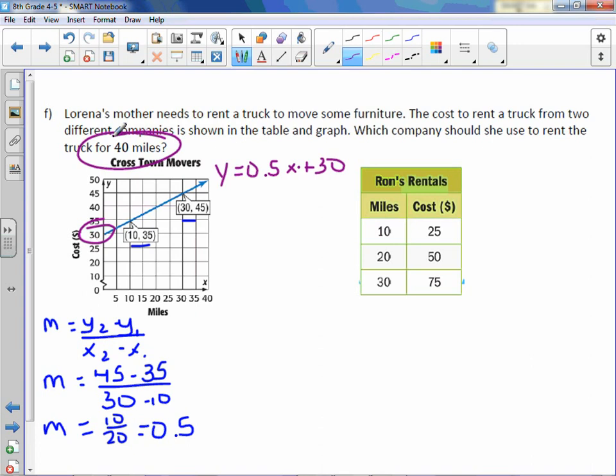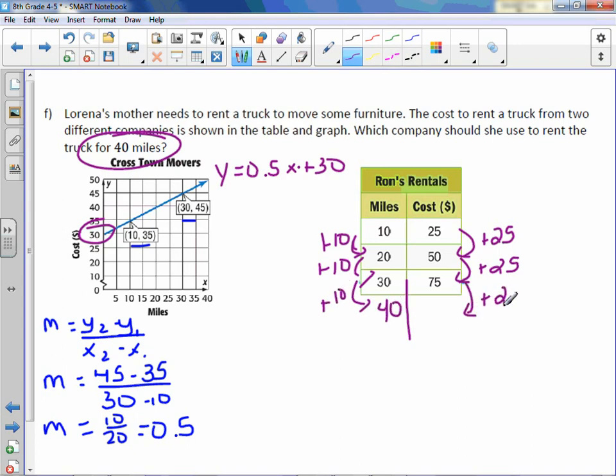So 40 miles. Well, I can complete my chart and figure it out. Let's find the pattern. The pattern here is plus 10, plus 10. The pattern here is plus 25, plus 25. So if I were to extend this chart and add 10 again, this would be my 40 miles. Over here, add 25. This would be the $100. So I know that the cost for Ron's Rentals is $100. No need to find the equation.